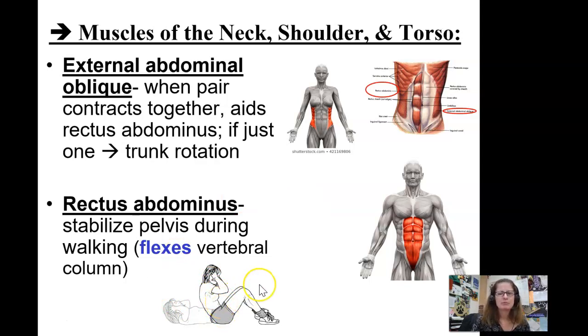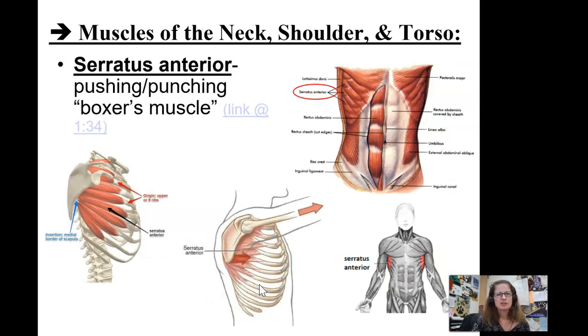The serratus anterior muscles you actually use all the time and don't realize that you're using them.